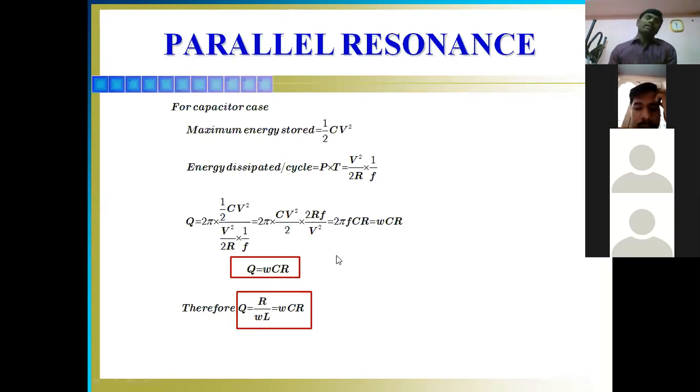If we consider the capacitor case, it is equal to omega CR. If we consider the inductor case, it is equal to R by omega L. Finally, Q is equal to R by omega L, which is also equal to omega CR. This is for the capacitor case, and this is for the inductor. So for this parallel resonant circuit, we calculated the resonant frequency as well as bandwidth, and also the quality factor.